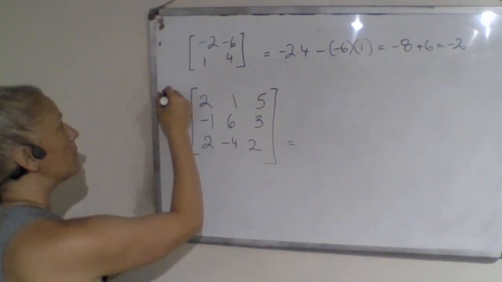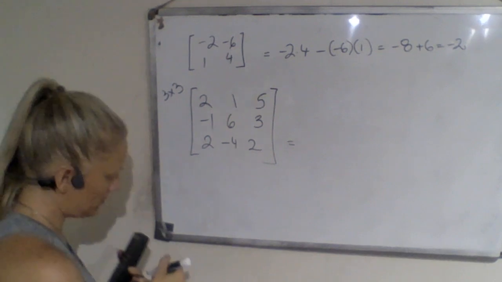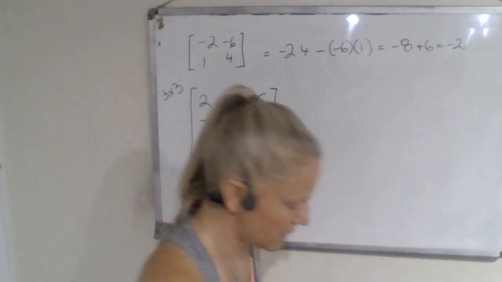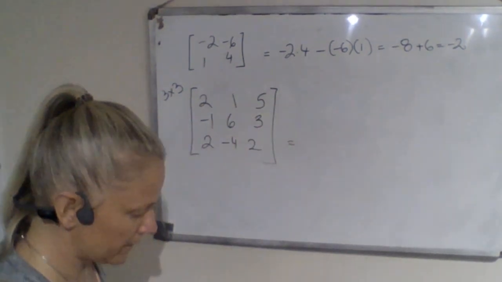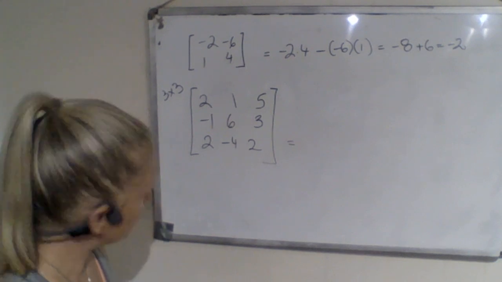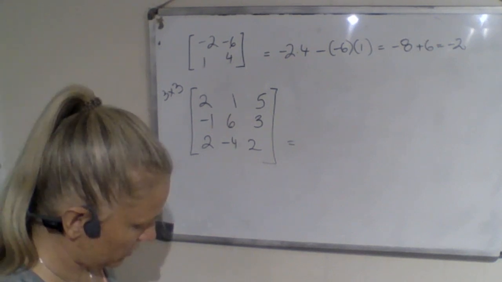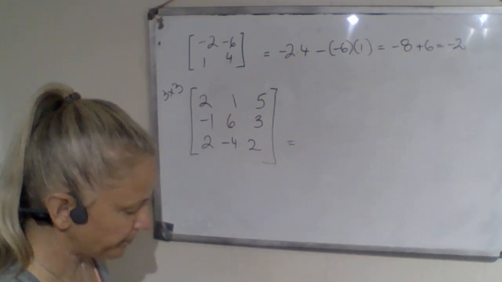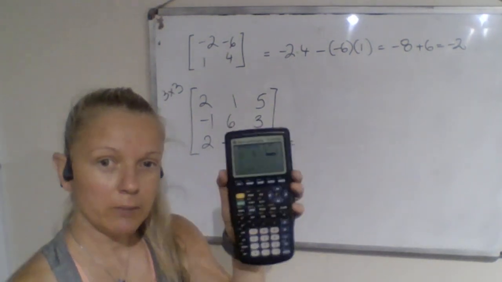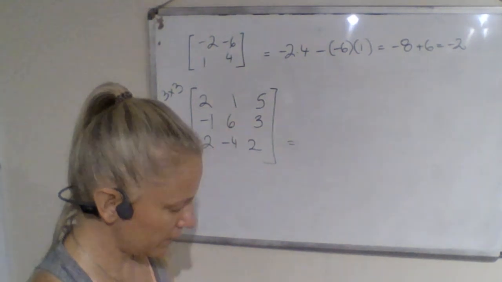We know this is a 3 by 3 because we cannot find determinants unless it's a square matrix, which means it has as many rows as columns. So this is a 3 by 3. I'm going to do this by rows: 2, 1, 5, negative 1, 6, 3, 2, negative 4, 2. If you need to pause, because I do it too fast, pause it. But now that we have the matrix in, we're going to go second, quit.